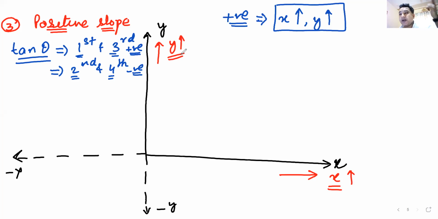Going right, x increases. Going up, y increases. Now look at which quadrant this can happen. This can only happen in the first quadrant. Am I clear? This can only happen in the first quadrant when the line is here. If you increase the value of x, value of y increases, it lies in the first quadrant and the slope is positive. Am I clear?